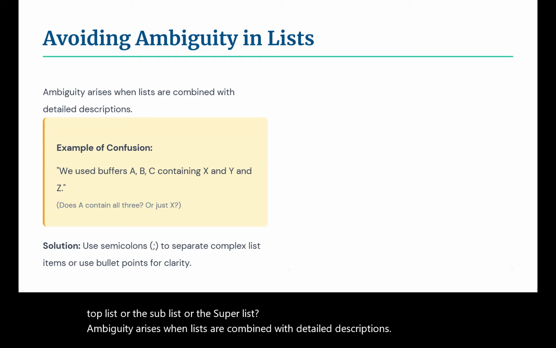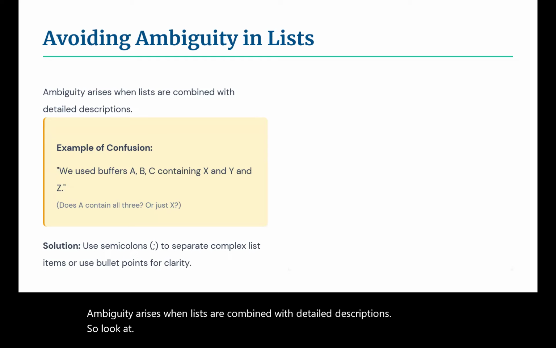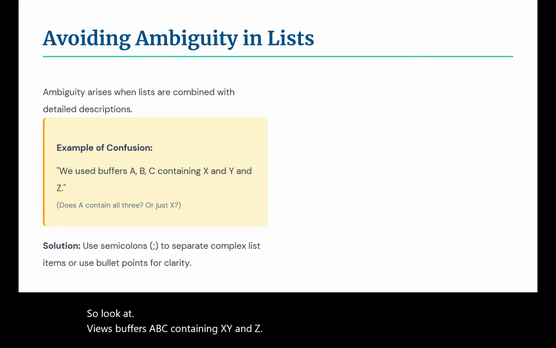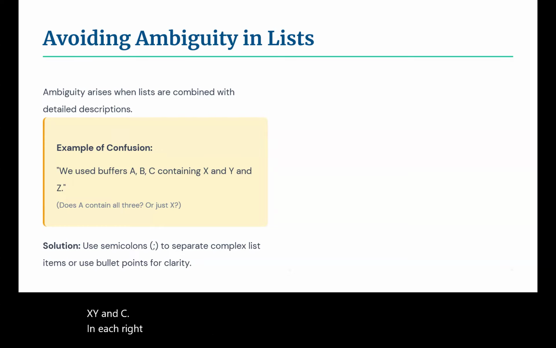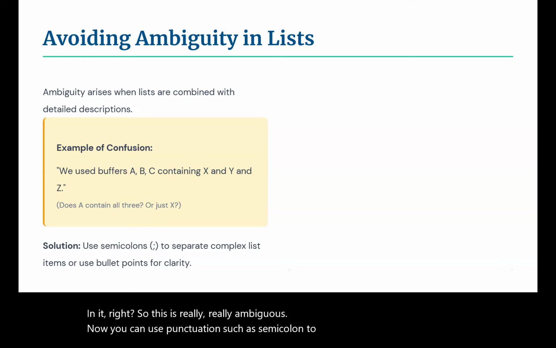So look at this: we use buffers A, B, C containing X, Y, and Z. When you say we use buffers A, B, C containing X, Y, and Z, it indicates an idea that in all A, B, and C buffers, they had X, Y, and Z in each, right? So this is really, really ambiguous. Now, you can use punctuation such as semicolons to separate complex list items, or bullet points for clarity.